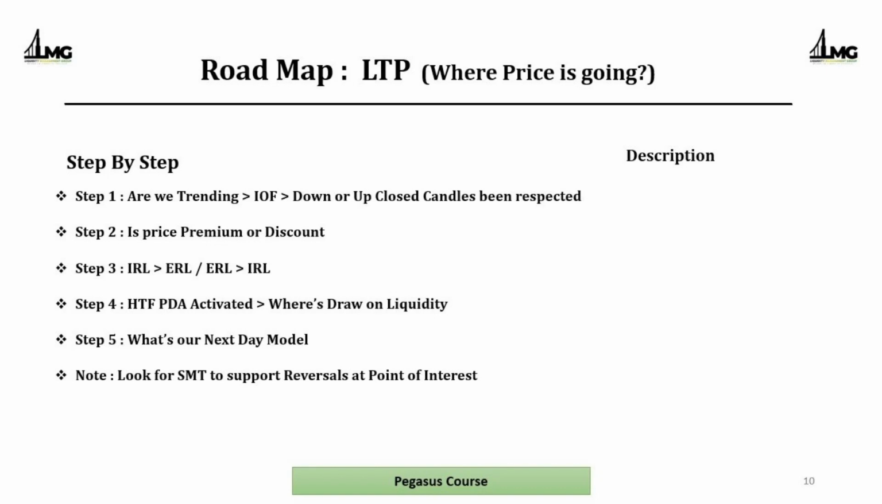And then the last part is having some SMT in your analysis, right, because we usually trade reversal patterns. So you want to make sure that you do have SMT forming, because SMT is more or less like a confirmation of price moving in your direction or not, right? Whether the reversal is true or not. So you look for SMT to support reversals at points of interest.